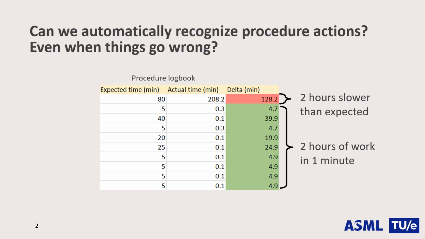This got us thinking, can we automatically recognize procedure actions, even when maybe things go wrong? Because if we can automatically log where the operator is and prevent them from having to click on the start and the stop button, simultaneously, we get a more accurate logbook from the service action.